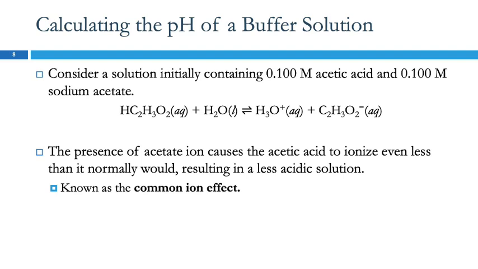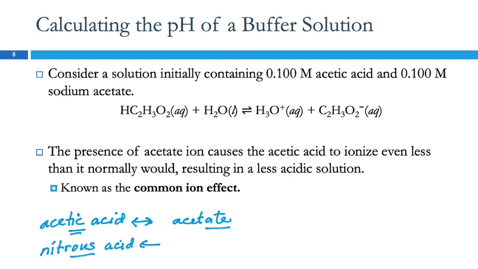So let's look at a solution that starts out with 0.1 molar acetic acid and 0.1 molar sodium acetate. Let's just review nomenclature rules very quickly here. So acetic acid, this ic comes from acetate. Nitrous acid, the us gets changed to ite, that's nitrite ion. So acetic acid and sodium acetate, this is a weak acid and its conjugate base. We don't care about the sodium.